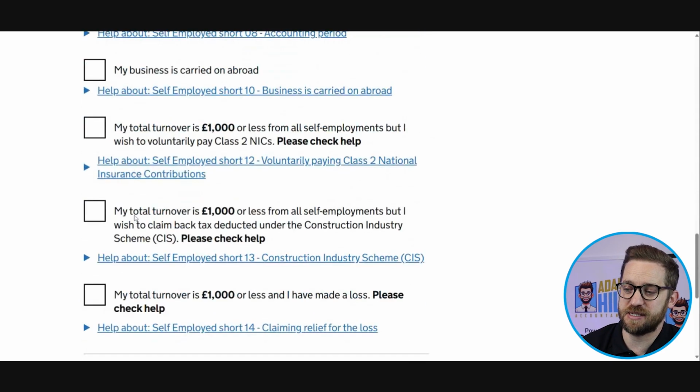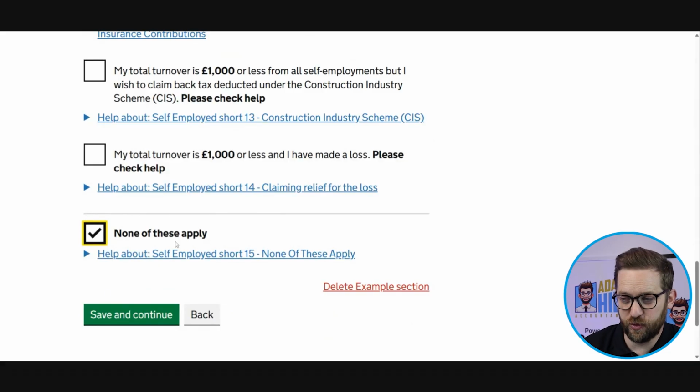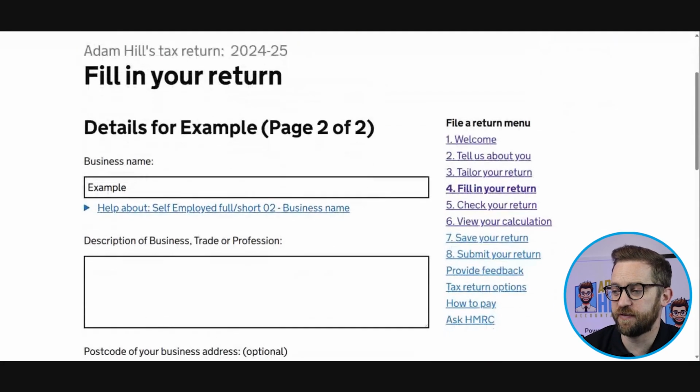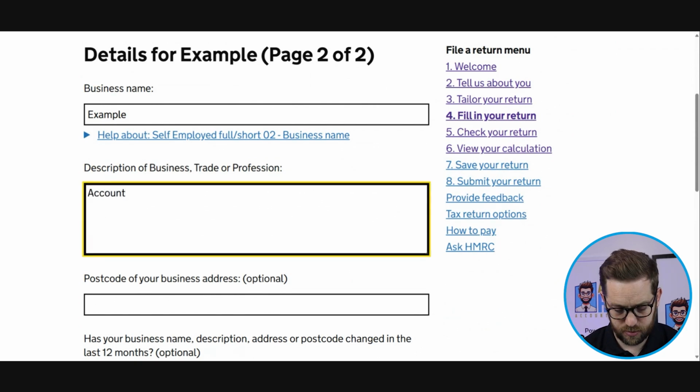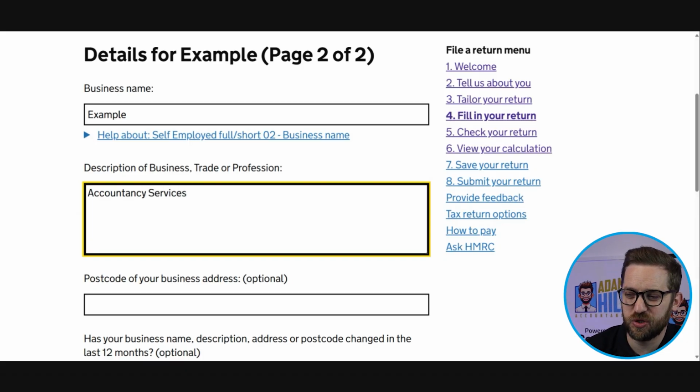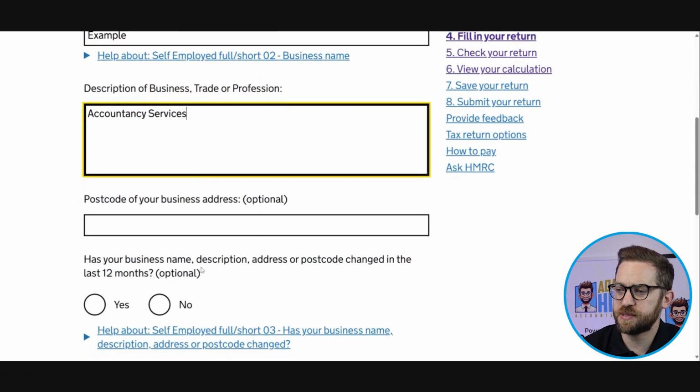In the majority of cases, none of these apply, and they give you an option for that at the bottom. And then we can actually provide details of our self-employment. So a description of the business. So I'm just going to say accountancy services. You don't need to give huge amounts of narrative here, and usually a few words or a sentence will be sufficient. Postcode of the business.